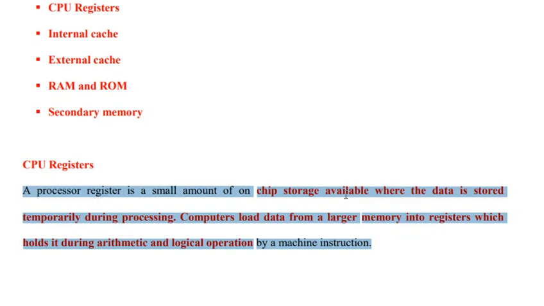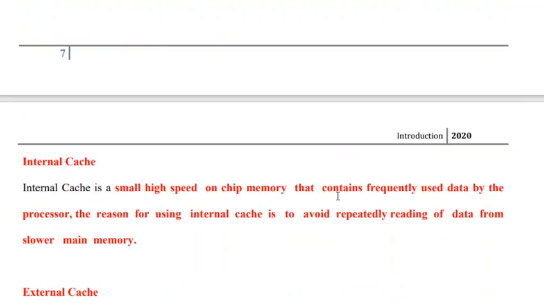So, CPU registers are onboard memory, which are capable of storing data temporarily during processing. Data from the slower memory is copied into the CPU registers during any arithmetic and logical operation.